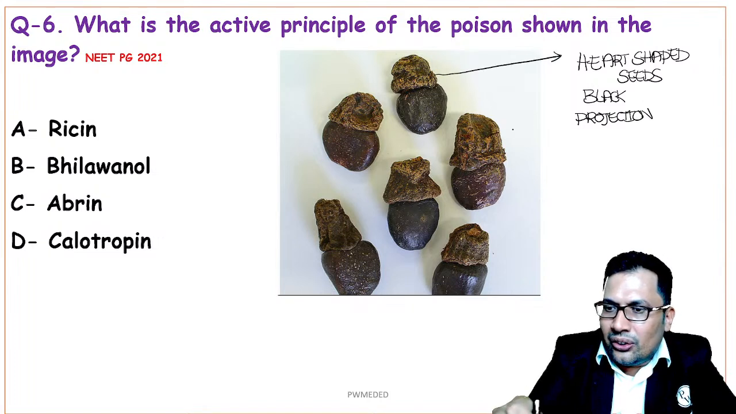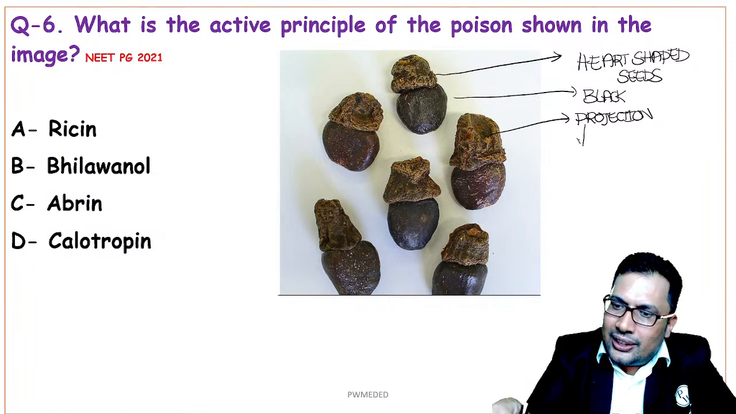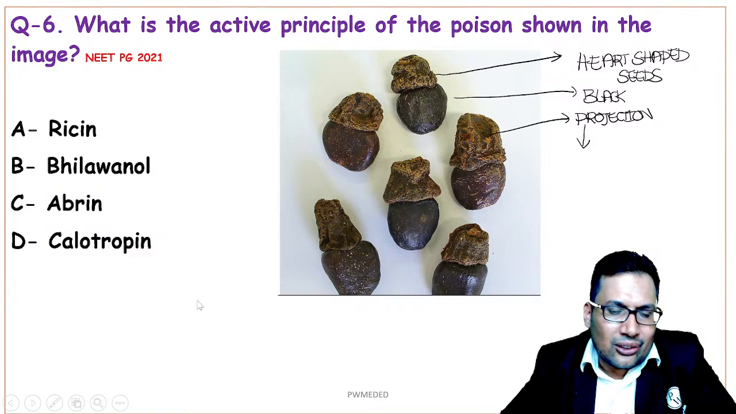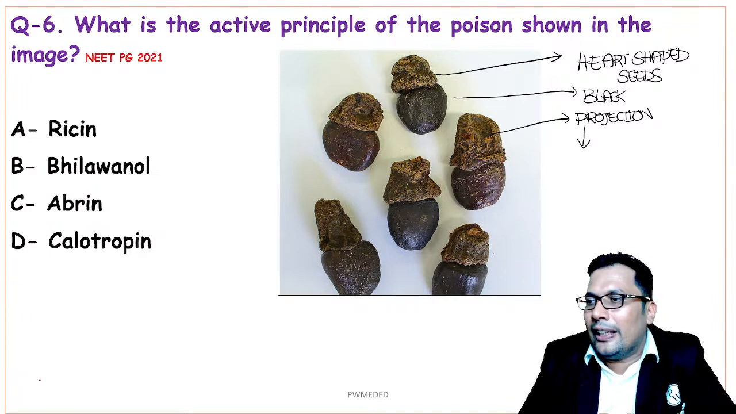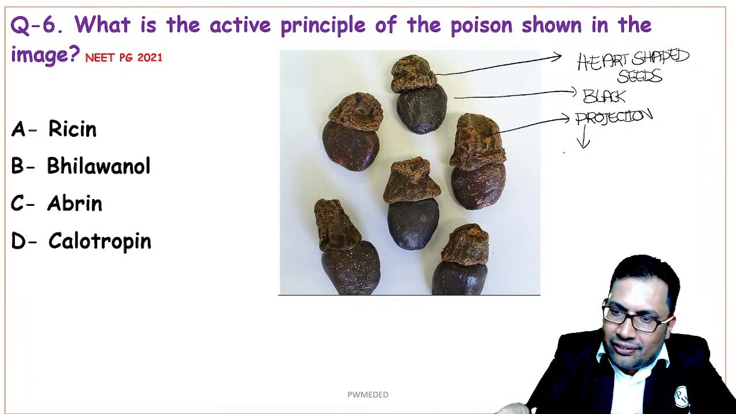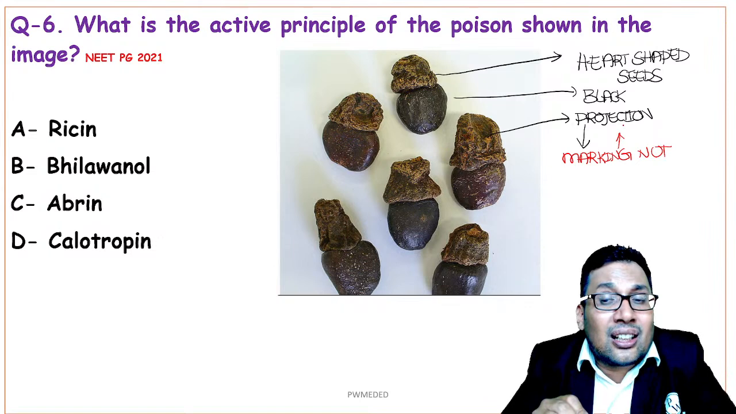Okay, so this is the projection, heart-shaped seeds and all. So my answer is very clear. Whenever seeds are given like this, your answer should be, anyone can you guess? It is yes, very good. This is the marking nut. And the marking nut is also known as Semecarpus anacardium.